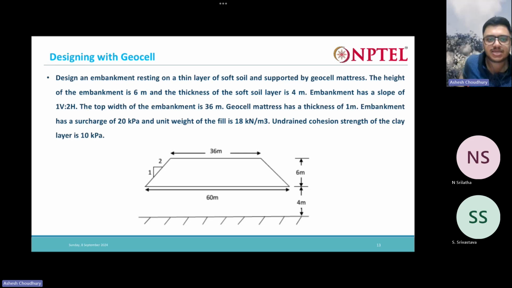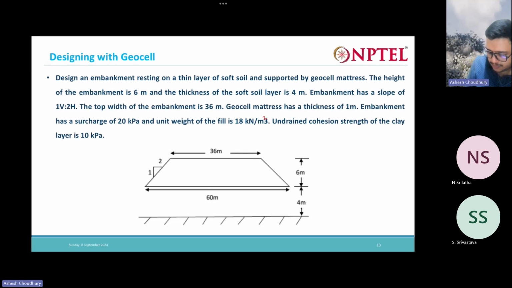Design an embankment resting on a thin layer of soft soil and supported by a geocell mattress. The soft soil has a thickness of 4 meters. Then we have a 6 meter high embankment over it, supported by the geocell mattress. The embankment has a slope of 1 vertical to 2 horizontal. The top width of the embankment is 36 meters. The geocell mattress that you are using is going to have a thickness of 1 meter. The embankment has a surcharge of 20 kPa and the unit weight of the fill is 18 kN per meter cube.